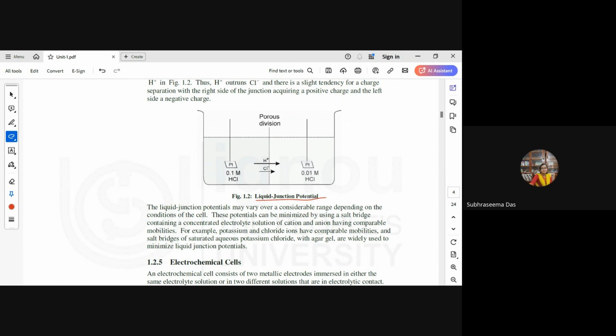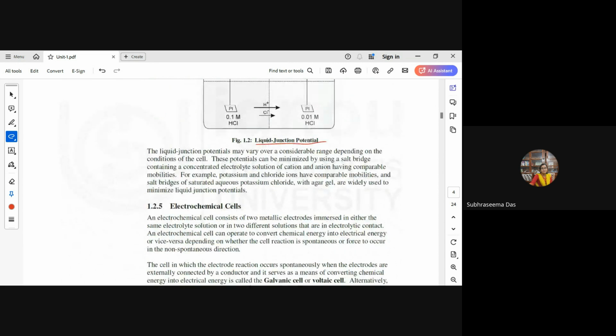But this LJP occurs as a result of the mixing of different electrolytes in the solution. So the potential of the LJP can be minimized by using a salt bridge. We mostly consider potassium chloride as the most commonly used salt bridge, because the mobility of K plus ions and Cl minus ions are quite similar. They move at a similar speed. That is why potassium chloride has been employed as a salt bridge in many cases. And it has been found that when the potassium chloride is dispersed in an agar gel, it minimizes the liquid junction potential and indicates the true potential of the electrochemical cell.